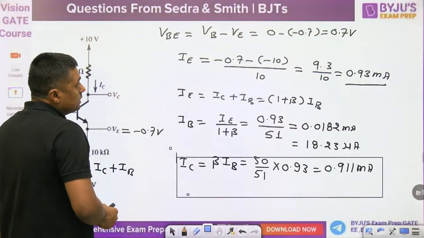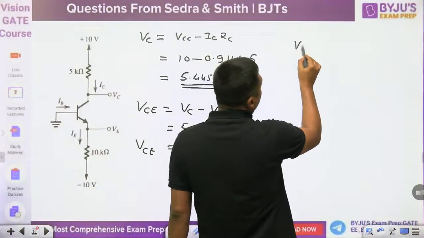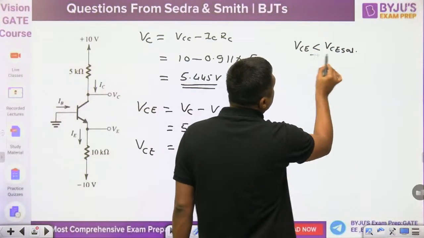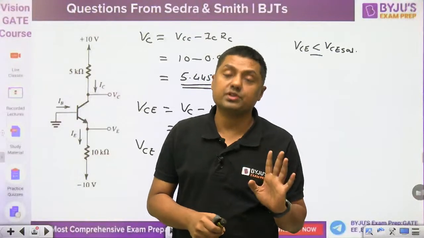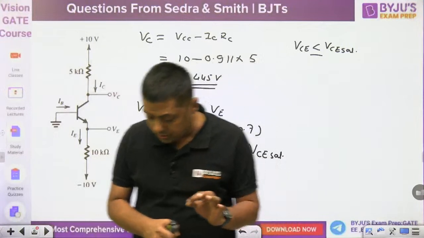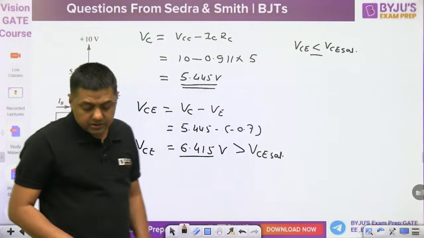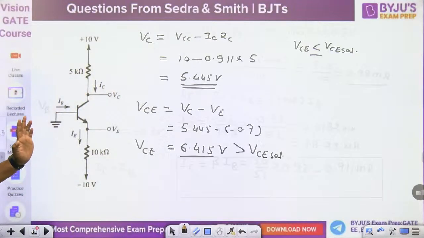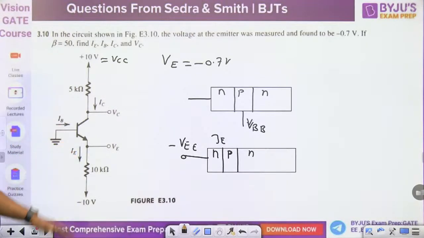So we have verified, but suppose after calculation we find that VCE is less than VCE sat, it means our assumption is wrong and the BJT is not in active region, it is in what? Saturation region. And you have to solve the question accordingly. Okay, is this question clear, everyone? If it is clear, then like the session, and if you have any doubt, you can ask. Very, very simple one. That is from Sedra & Smith. Now, next question.